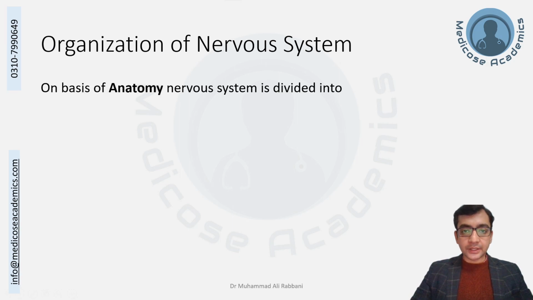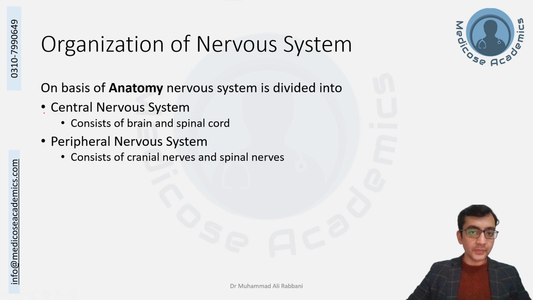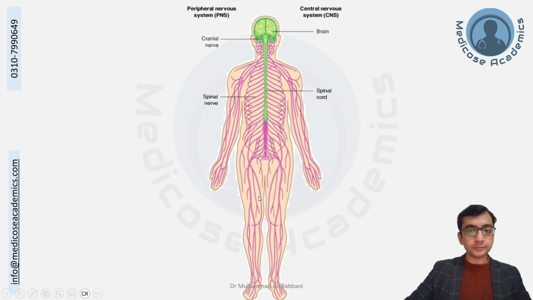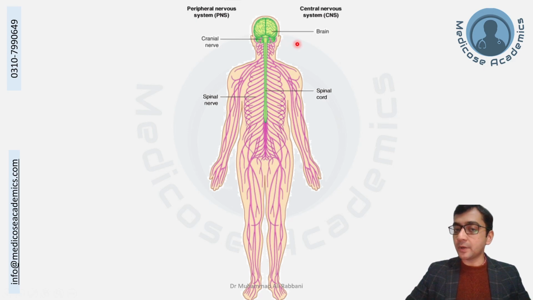When we talk about organization, we divide it on the basis of anatomy. On the anatomical basis, it is divided into two parts: the central nervous system and the peripheral nervous system. It is better shown in the picture here. The central nervous system is the one that is present in the center. As the name indicates, it consists of two parts, the brain and the spinal cord. It is at the center of the whole network. All the incoming and outgoing impulses are connected to these parts.